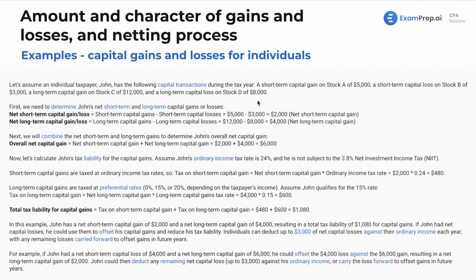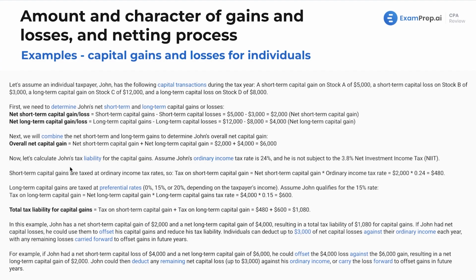Now we saw how we are going to deal with this before. We're going to net those losses together, and what do we get? We're taking our net short-term capital gain or loss, net long-term capital gain or loss. We're netting those together. That gives us a $2,000 net short-term capital gain and a $4,000 net long-term capital gain. Next step, we're going to combine the net short-term and long-term gains to determine the overall net capital gain, which is going to be $6,000.